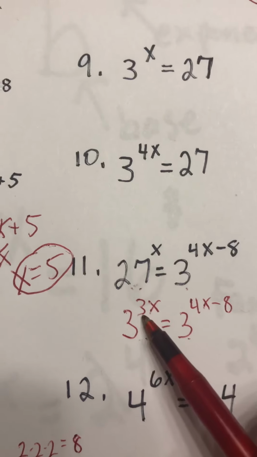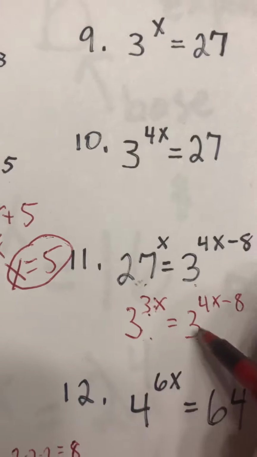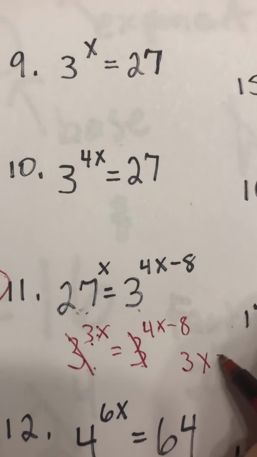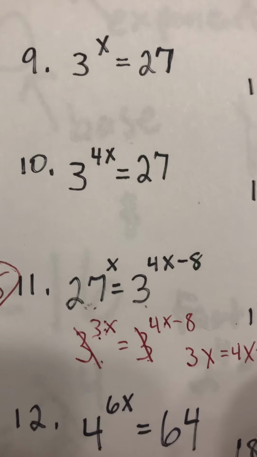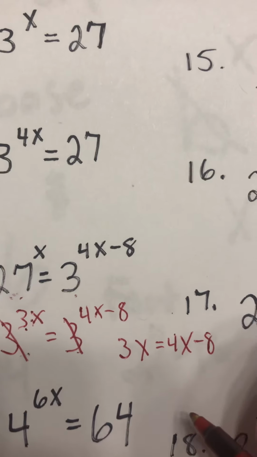You put the 3 here, that was the exponent to this base of 3, it goes next to the x as a multiple. So that when these 3's cancel, I come off to the side here and I say 3x equals 4x minus 8. And then I try to solve this over here. Over here we try to solve that for x.